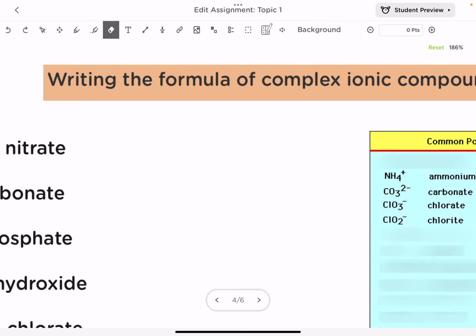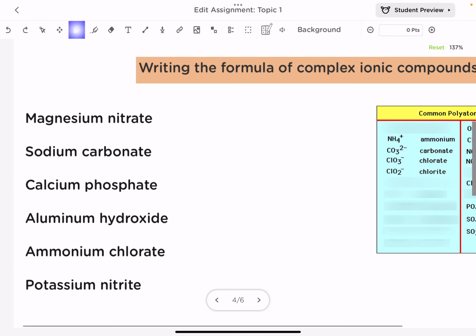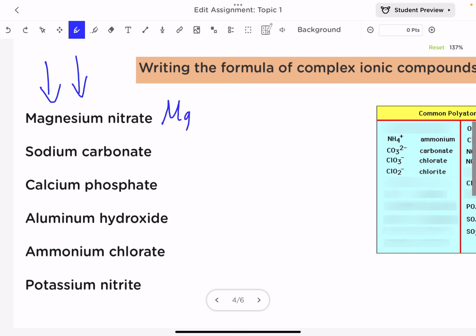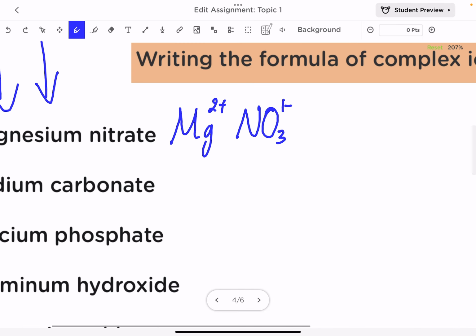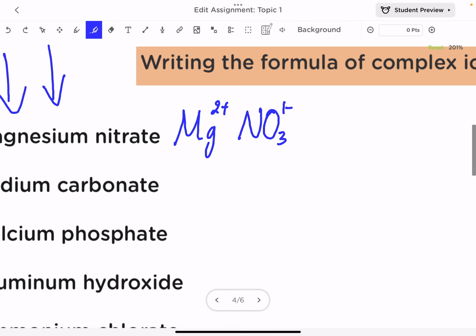Now let's follow this rule in writing the formula of magnesium nitrate and the other complex ionic compounds given over here. So first, the charge of magnesium is 2 positive, 2 plus because it belongs to group 2. And nitrate ion is NO3 minus 1. Here's the nitrate. Now, you have to know that the polyatomic ions in the ionic compound, you do not change their formula at all. The N, the O, and the 3 have to remain as they are, untouched.